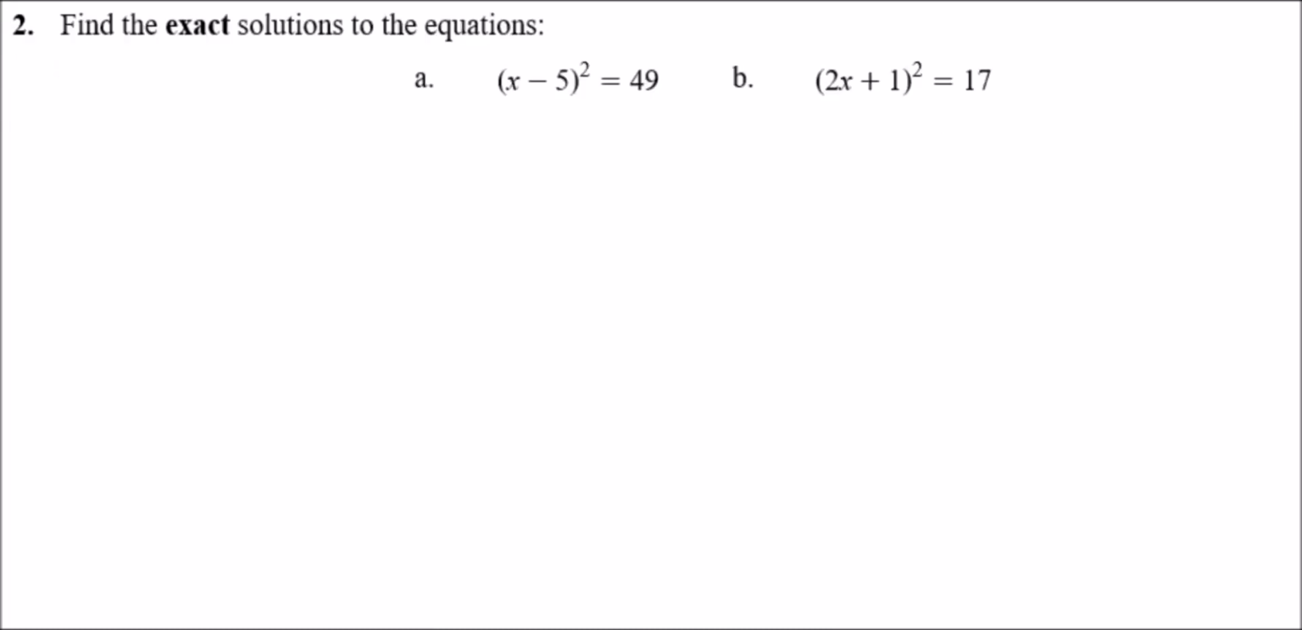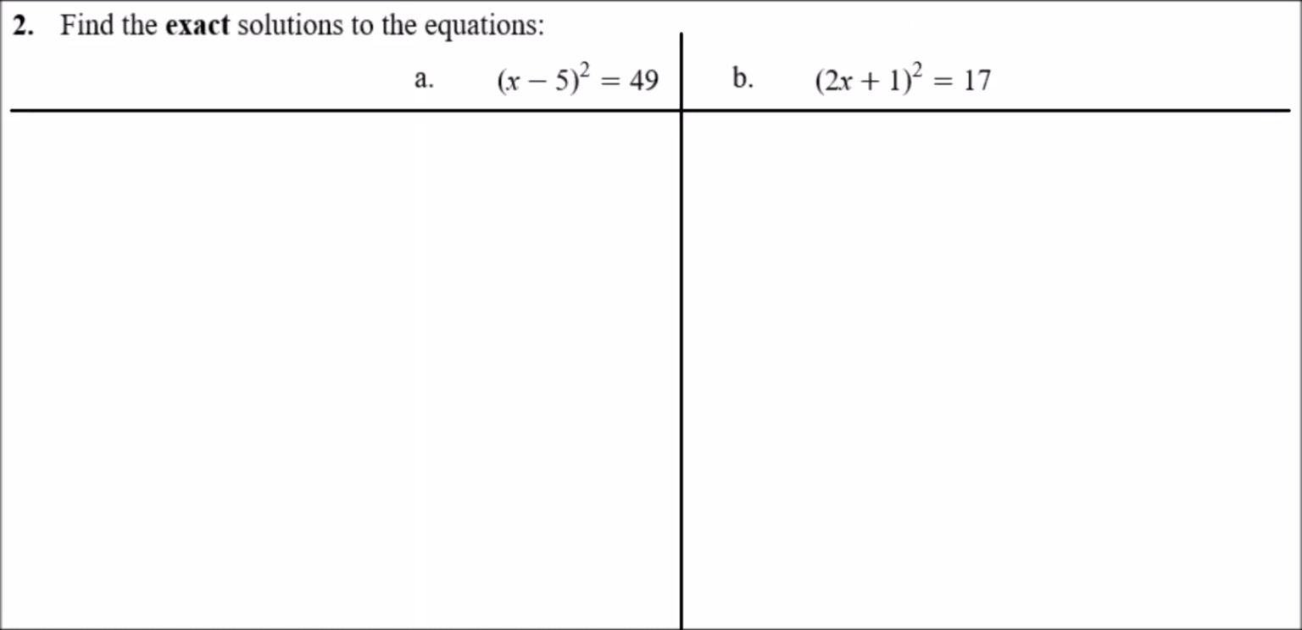Moving forward, we've got to find the exact solutions to these two equations here. And so for part A, we've got x minus 5 all squared equals 49, and for part B, 2x plus 1 all squared is 17. So for part A, in fact I'll just draw a line to separate these out, so we're not going to get part A and part B merging into each other in a mess. Here we go. So part A, what we can do is just square root both sides.